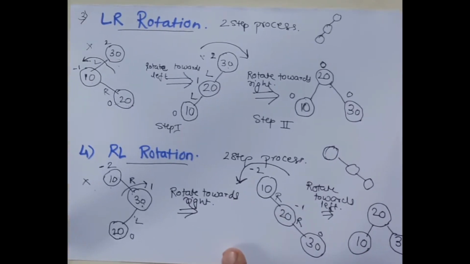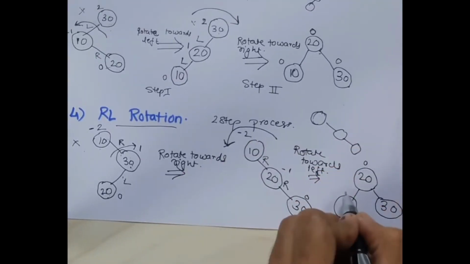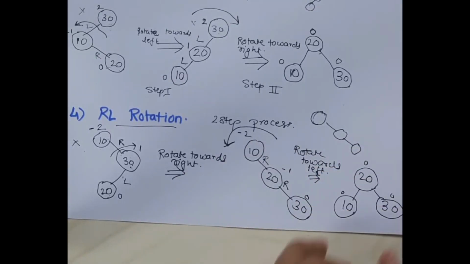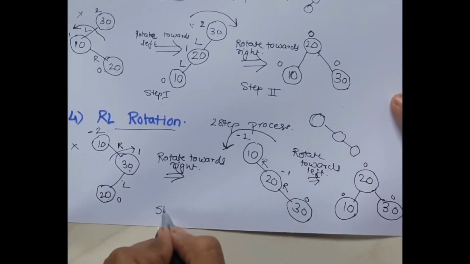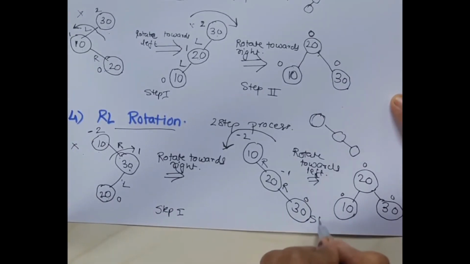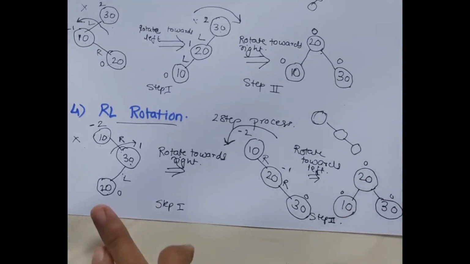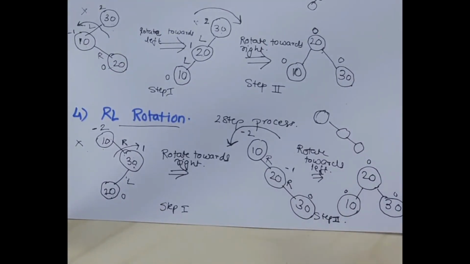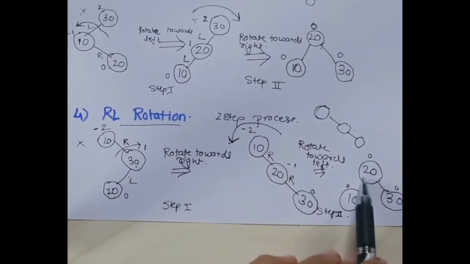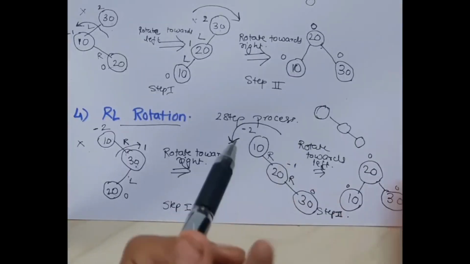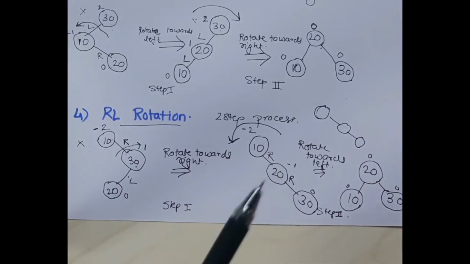Okay. Now again we'll check the balance factors. 0, 0, 0. So the balance factors are maintained and now this tree is balanced. So it is also a two-step process. Step 1, step 2. Okay. So this was RL rotation. And because LR and RL rotation requires two steps to become balanced, it comes under double rotation. LL and RR requires only one step to become balanced. So it is single rotation.